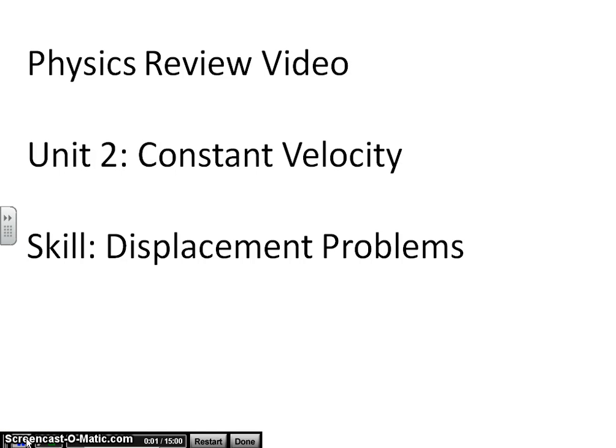Physics review video, Unit 2, constant velocity, skill: displacement problems. We are going to take a look at just a few example problems. Feel free at any time to pause the video and try the problem on your own first, and then hit play again and see if you got the same answer as I did.